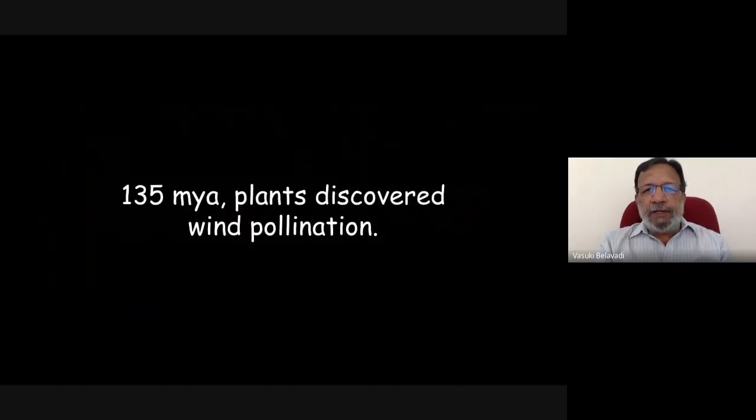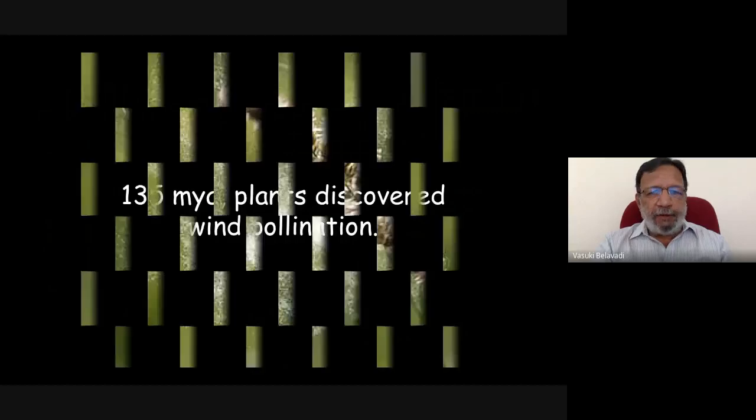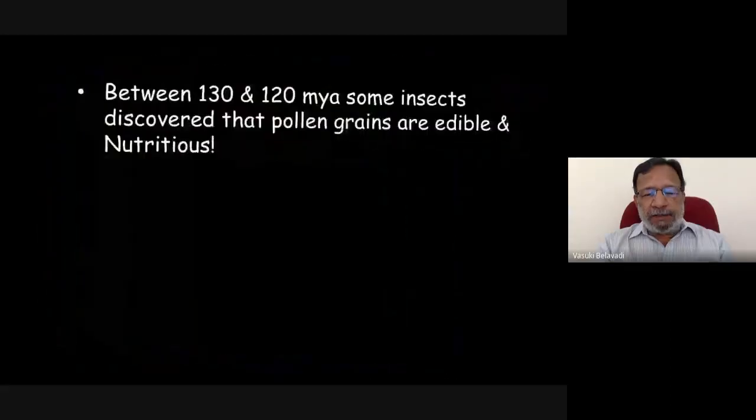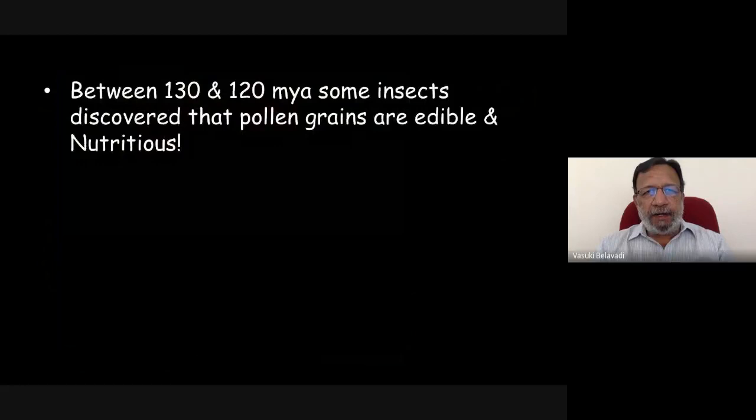About 135 million years ago, plants discovered wind pollination. The problem with wind pollination is that the plant needs to produce a very large number of pollen grains. There is a low success rate because the chance of the pollen reaching the right stigma is very low, and the majority of the pollen goes to waste. So the energy spent on pollen production is very high.